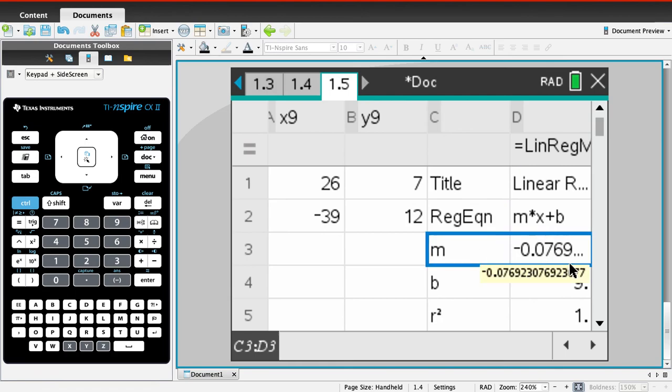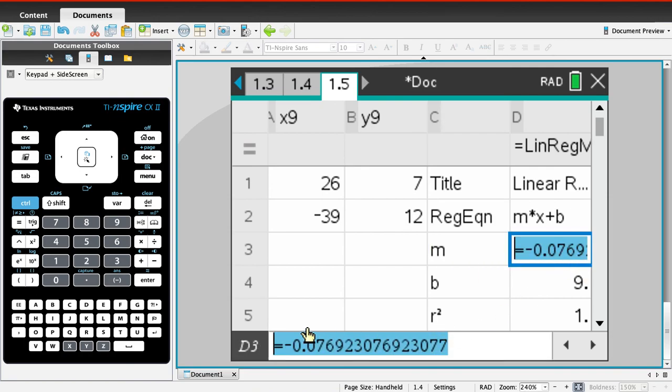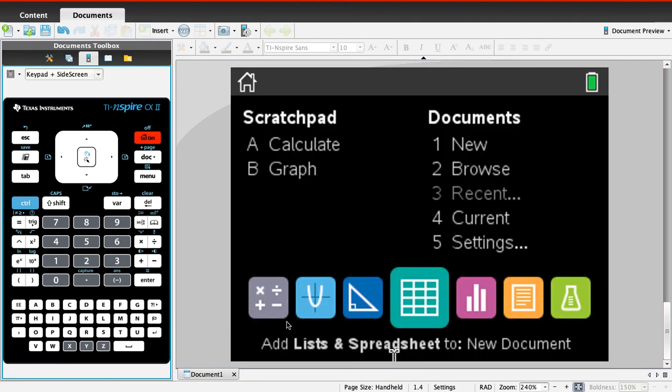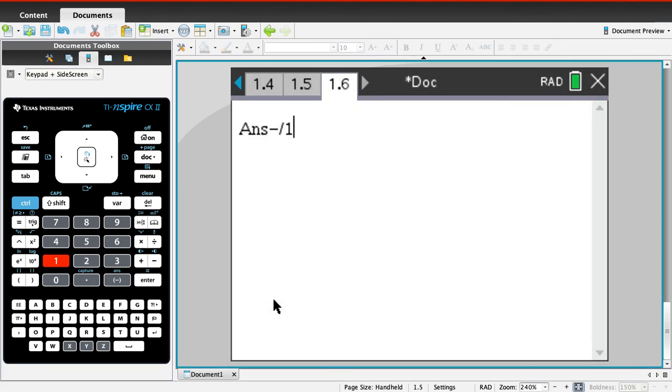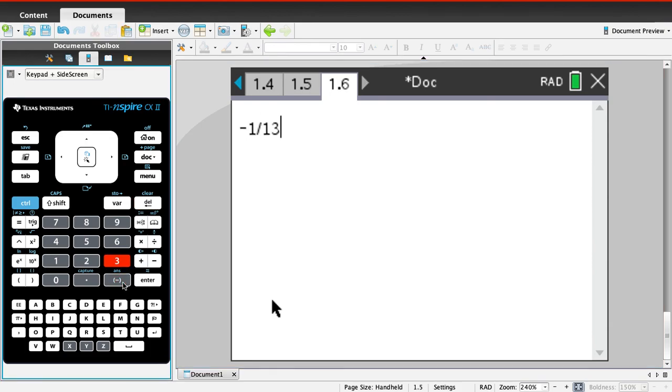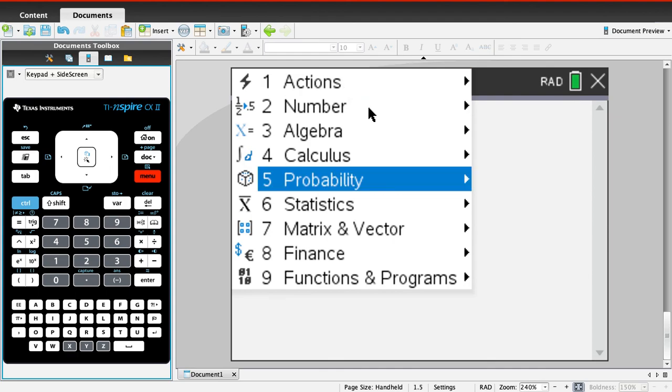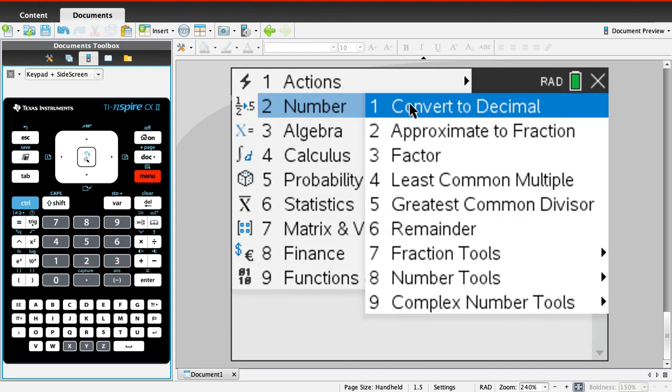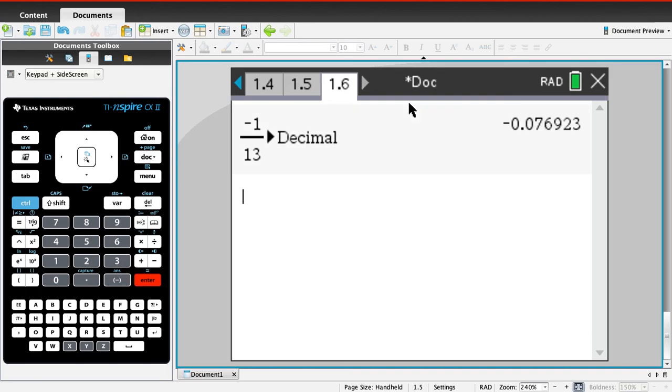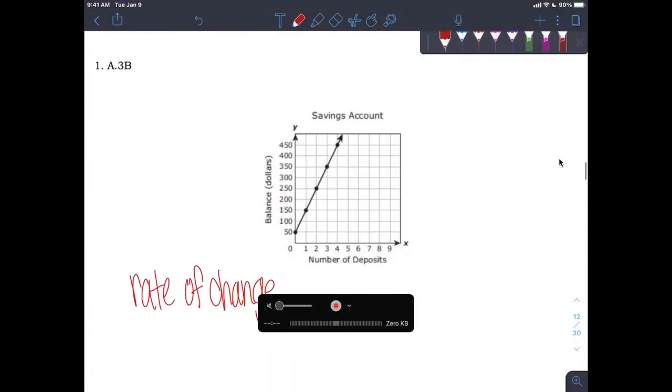Now, it gave me this really crazy decimal here, 0.0769, and so on. So I really want to make sure that this decimal is actually what it's supposed to be. So I'm going to head over to my calculator screen. I'm going to type in -1/13 just to verify that it is exactly that number. So I'm going to hit menu, convert to decimal. And look at that. Same exact number, meaning I got that answer exactly correct. All right, let's keep moving on.